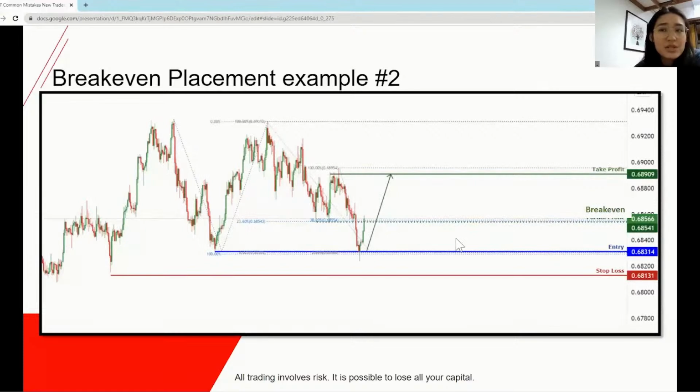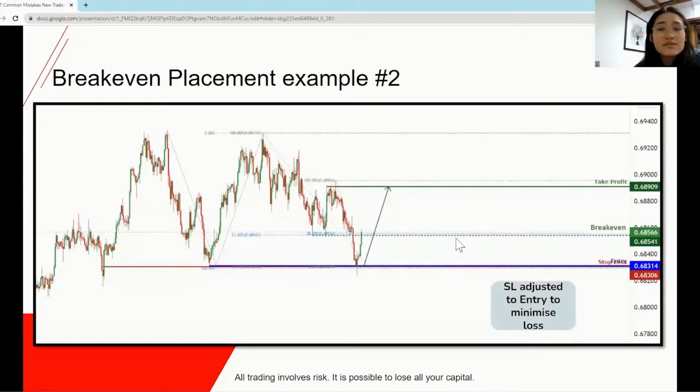So here you can see price at our break-even. And then what do we do? We adjust our stop loss. We put it to our entry to minimize any losses, just in case price really reverses off our break even.